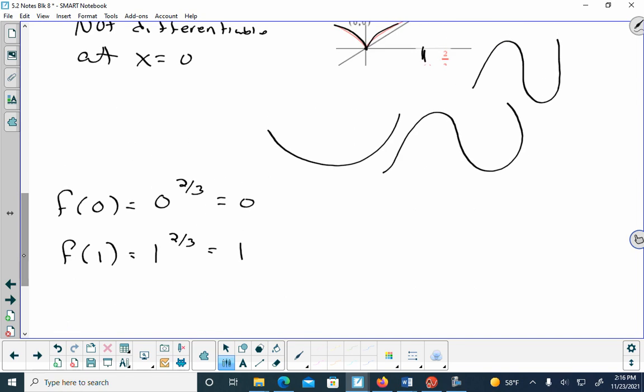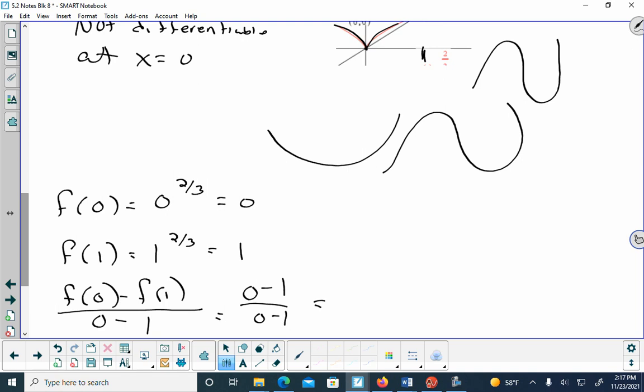So now I'm finding the slope between those 2 points, yes? So I'm doing f of 1, which is the y value, minus f of 0 over 1 minus 0. So in this case, 1 minus 0 over 1 minus 0. It's going to be 1.